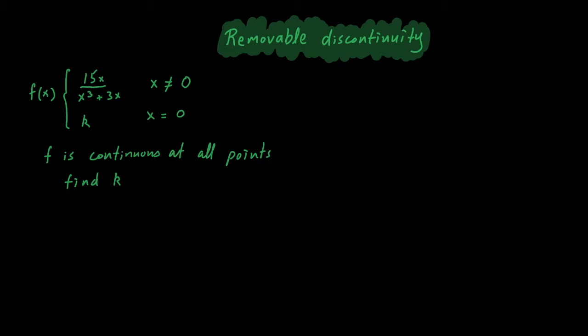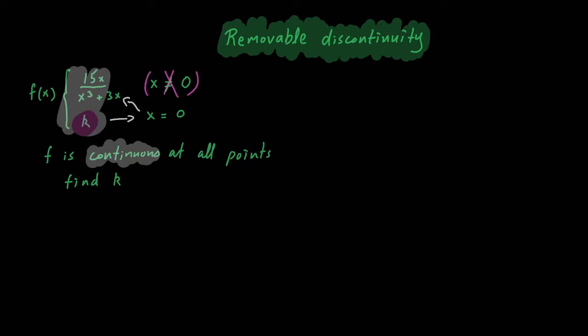So we have two equations and it is a continuity problem, and we have a variable k as well. So it's a removable discontinuity problem. We'll simply take this x and substitute over here, and this other one does not matter. So we'll have 15 times 0 divided by 0 cube plus 3 into 0, which is simply 0 divided by 0 plus 0, which is 0 divided by 0.